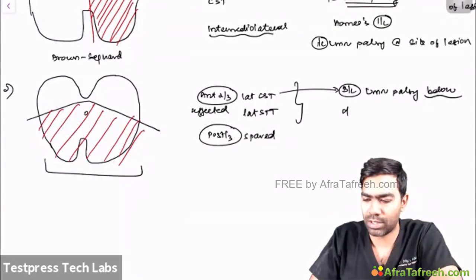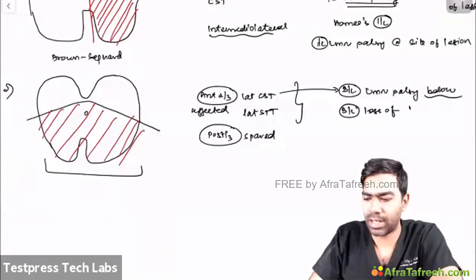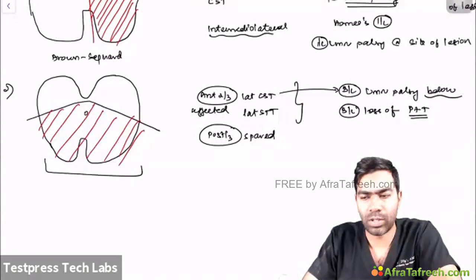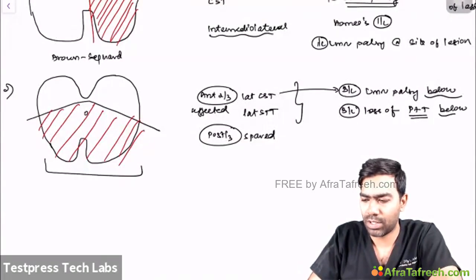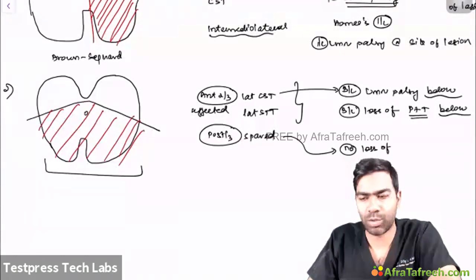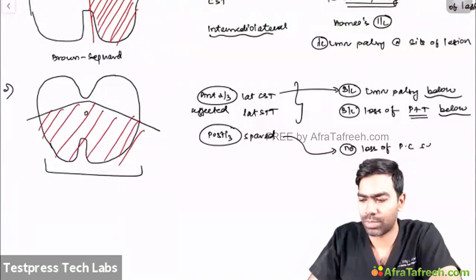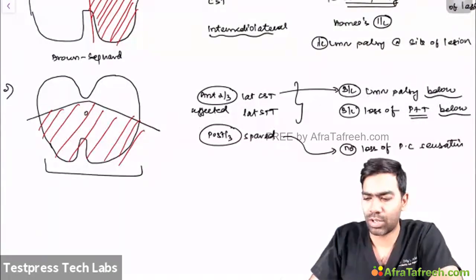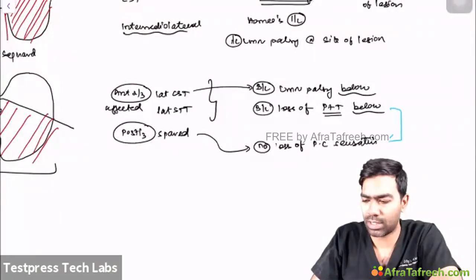And because of the spinothalamic tract involvement on both the sides here, there will be bilateral loss of pain and temperature below the site of injury. And because posterior 1/3 is spared, you will have no loss of fine touch, pressure, joint position, and all these things. So there will be no loss of posterior column sensations. As we discussed already, this kind of sensory loss is an example of a dissociative sensory loss. And we already discussed about this.